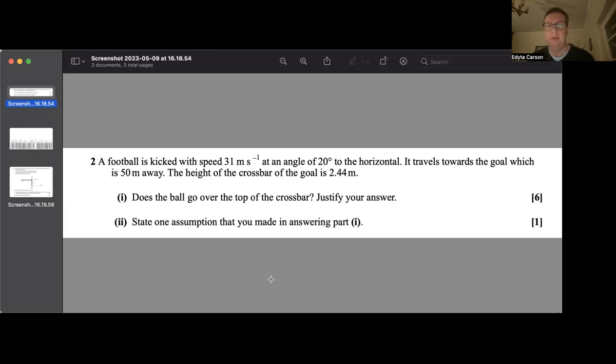So we've got quite a bit of work to do there because it's a 6-part question. And then state one assumption you made in answering part 1. So they often ask this. This just means, think of things like the air resistance, spin on the ball, wind. So it's assuming this is acting in a vacuum, which would be impressive to play football in. Okay, so we've got to think, does the ball go over the top of the crossbar? Okay, let's figure that out.